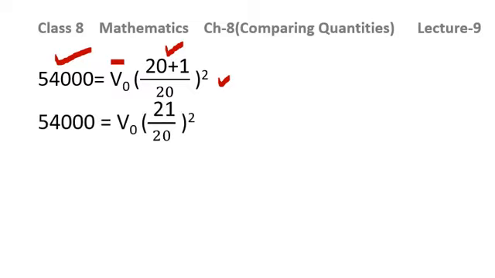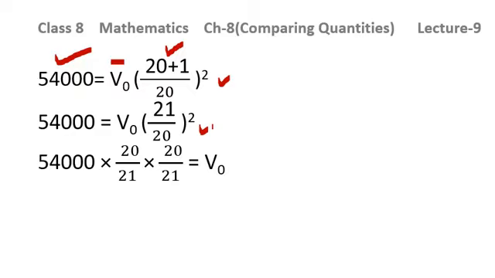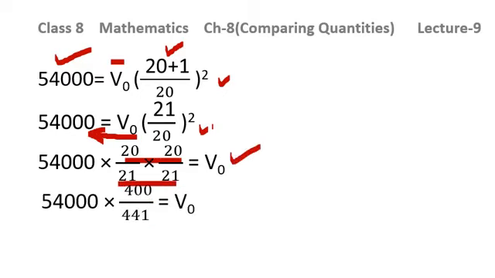Now after solving the bracket, you will be getting 54,000 is equal to V naught into 21 over 20 raised to the power 2. So this 21 over 20 raised to the power 2 will be shifted to that side. It will be written here in this side. That will be your left hand side. So 20 into 20 will be written in the numerator divided by 21 into 21. That will be equal to V naught. So it will be 54,000 into 400 over 441, that is equal to V naught.